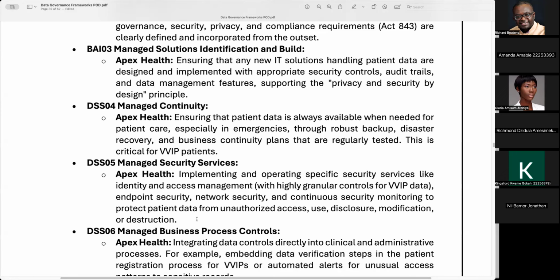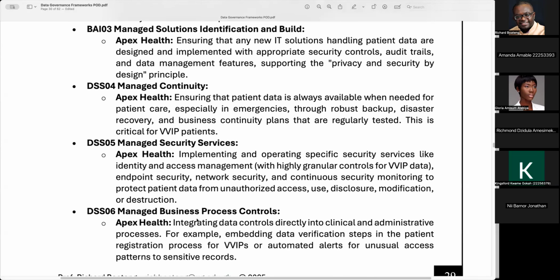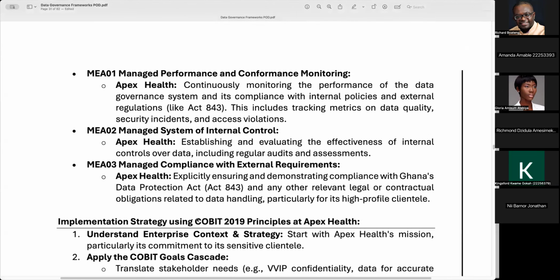And finally, how does COBIT ensure this is all working and compliant? That's handled by the Monitor, Evaluate, and Assess, MEA domain. MEA01, Managed Performance and Conformance Monitoring, is about continuously tracking the performance of the data governance system itself and ensuring ongoing conformance with internal policies and external regulations like Act 843. This involves collecting and analyzing metrics on data quality, security incidents, access violations, etc.